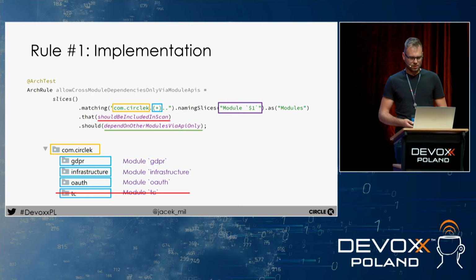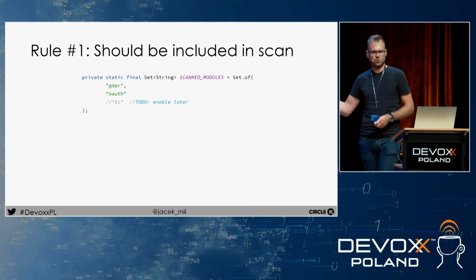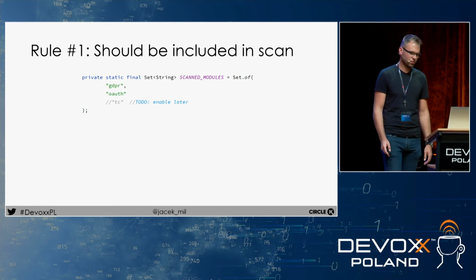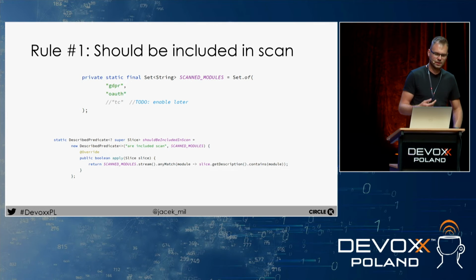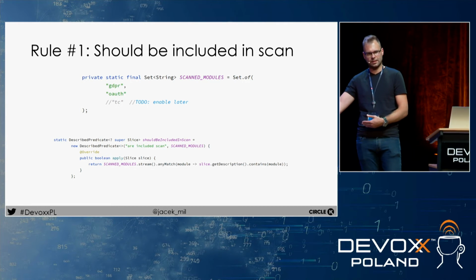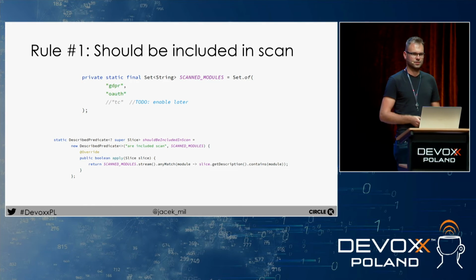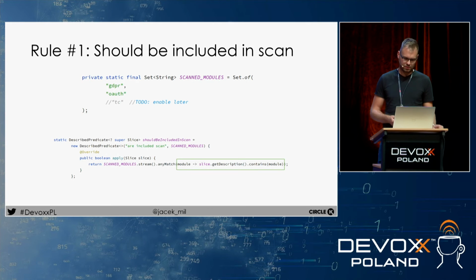Let's see what it means that something should be included in the scan. It means that it's included in a hash set. So this is how we enable the next modules to be scanned once we are ready to do it. And this is the described predicate, as ArchUnit calls it, which means it's a predicate on a slice, which is a predicate on a module, that is checking whether the module that ArchUnit is right now going to scan is included in the hash set. If yes, then go on, scan it. If not, then please ignore it, scan the next module. And this is the most important line in this rule. The rest is actual boilerplate.